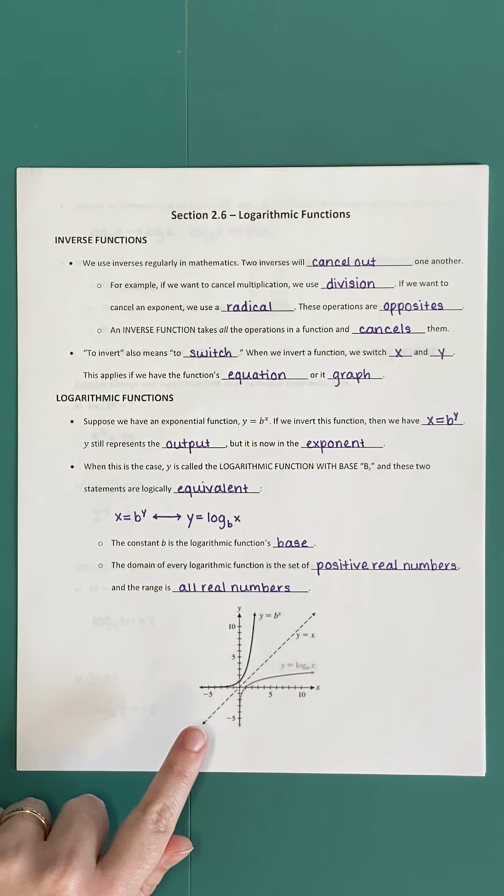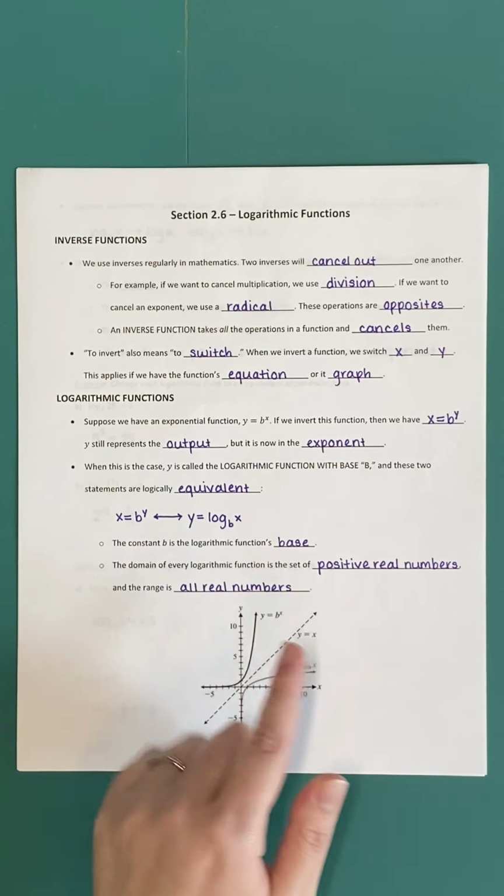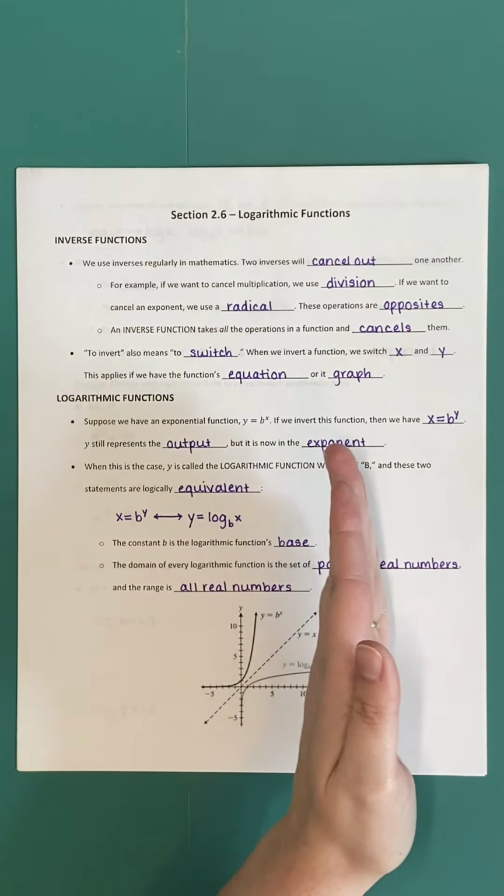So if we were to take this particular graph and reflect it across the line y equals x, then we get the graph of the logarithmic function. And we can verify the domain and range from this picture. If you think about the x values that this graph covers, it covers everything to the right of the y-axis, in other words, all the positive real numbers.